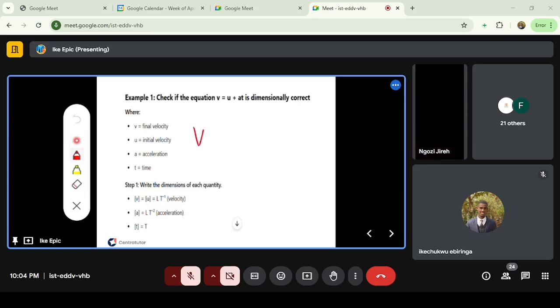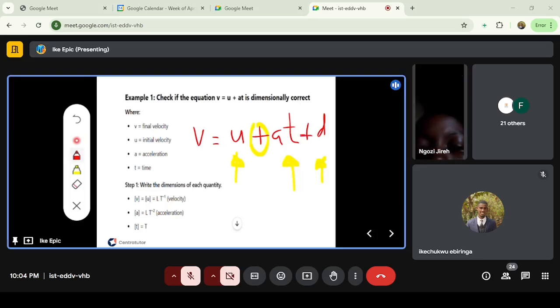So now we have V is equal to U plus AT, right? There's a plus sign separating U and AT. So this means that U on its own will be treated as an independent unit, and AT together we will treat as another independent unit. If we had another letter, maybe plus D, D also would be treated as an independent unit. I hope you are following.